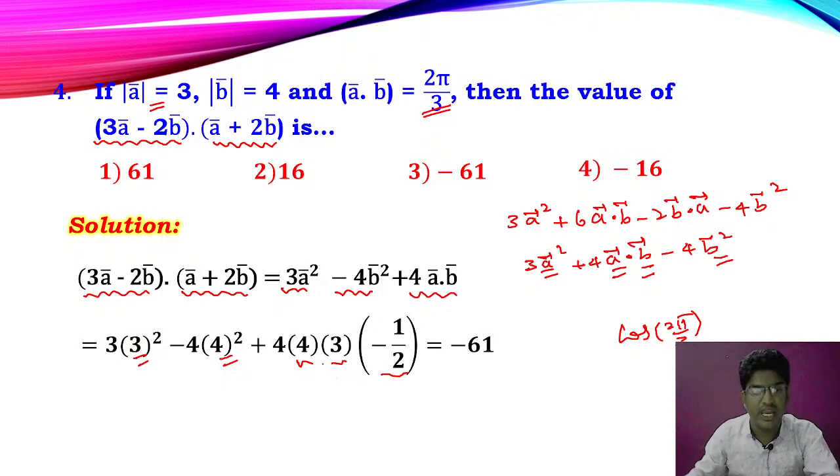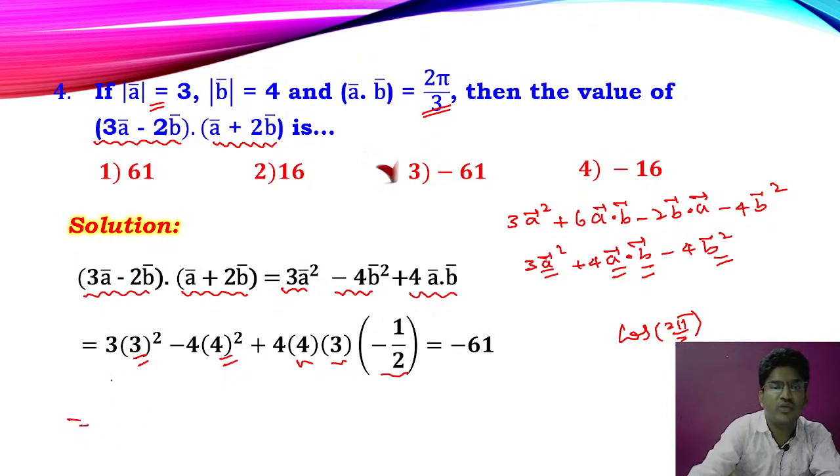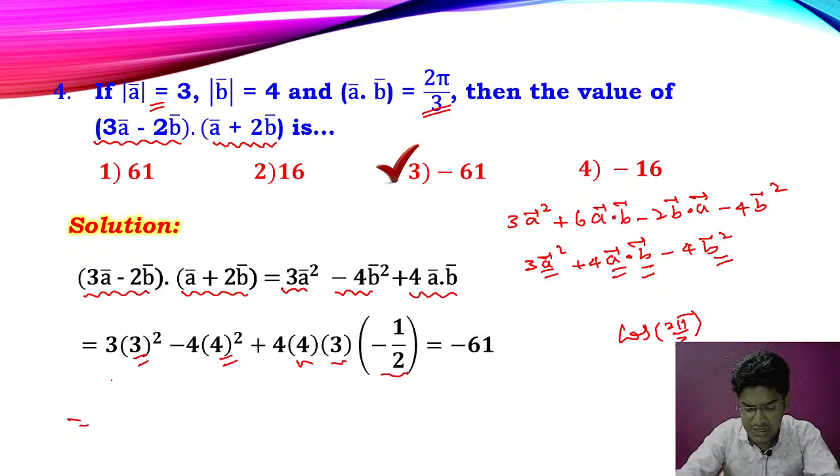You are going to get 3 square is 9, 4 square is 16, 4 into 3 is 12, and now you can just simplify it. You are going to get minus 61 as your answer.